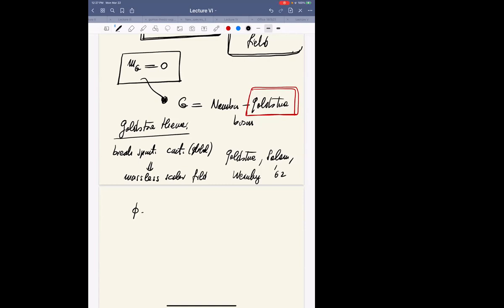I said that phi goes as e to the i alpha phi. This transformation u is simply e to the i alpha. Then I can generalize it for non-abelian, for anything I like. This is my transformation. And notice what we are saying. I have chosen that phi zero is equal to v. That means that u acting on phi zero is e to the i alpha phi zero, and this is not phi zero.